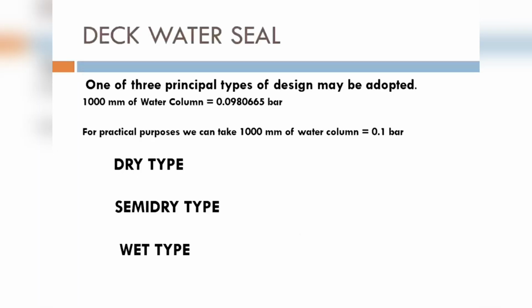There are three types of deck seals: dry, semi-dry, and wet type. This is for your information. 1000 mm of water column is equal to 0.098 bar, which is roughly 0.1 bar. For practical purposes, it is equal to 0.1 bar, 1000 mm of water gauge. We all know how much 1000 mm water is. So 1000 mm gives that pressure.